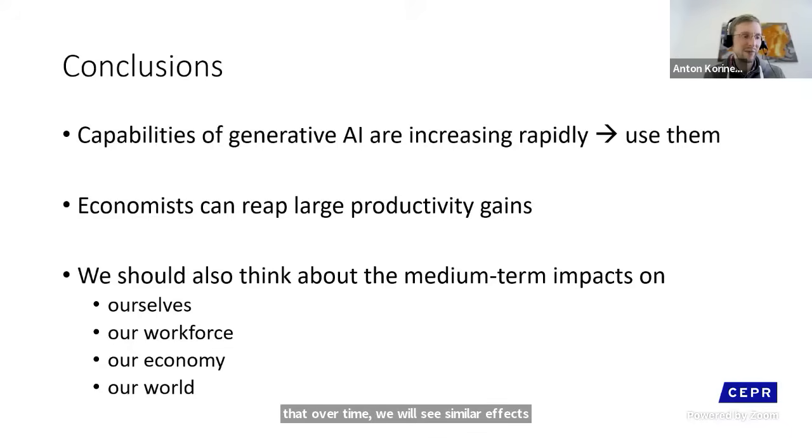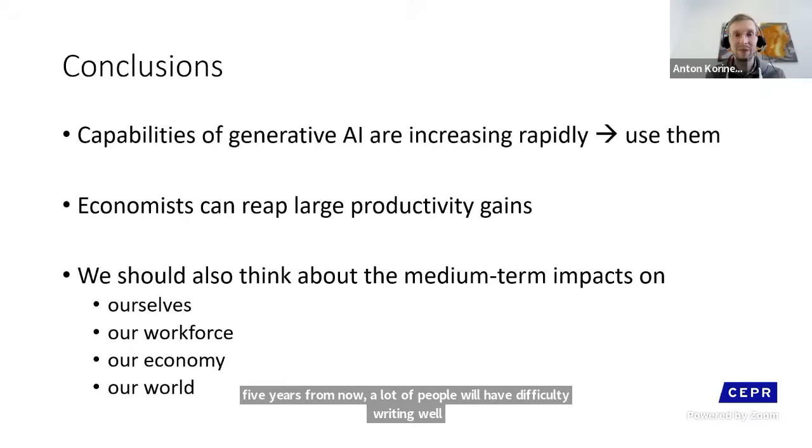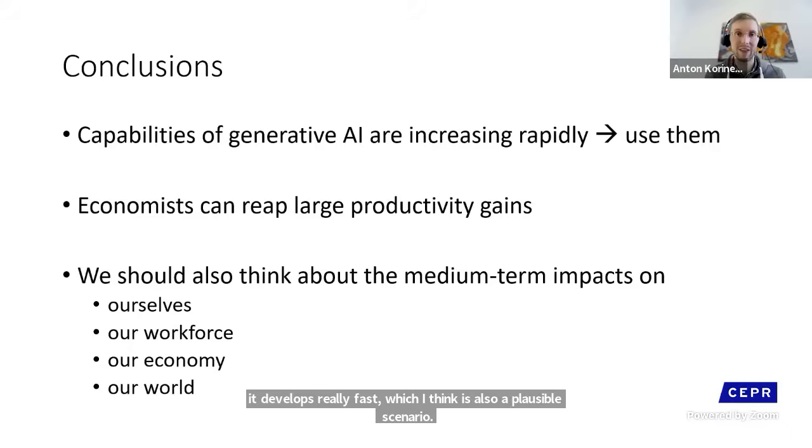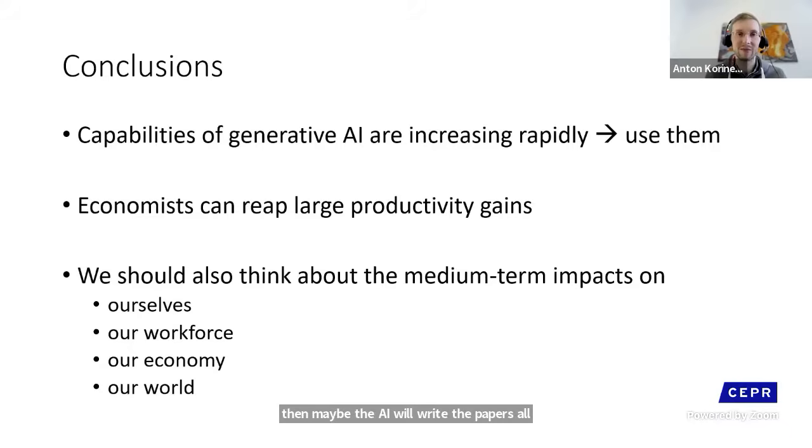And maybe in 5 years from now, a lot of people will have difficulty writing well if the AI doesn't assist them. If it develops really fast, which I think is also a plausible scenario, then maybe the AI will write the papers all by itself in 5 years anyways.